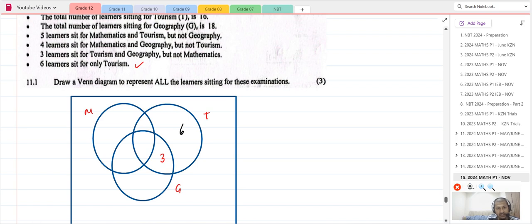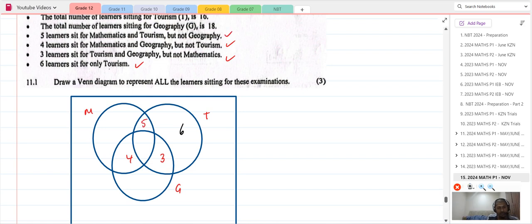So that's done. 4 learners sit for mathematics and geography, but not tourism. Mathematics and geography, but not tourism. 4. 5 learners sit for mathematics and tourism, but not geography. 5.